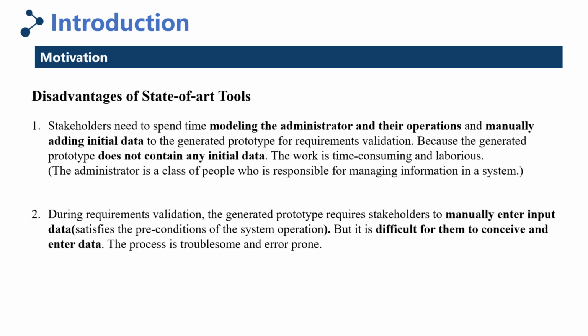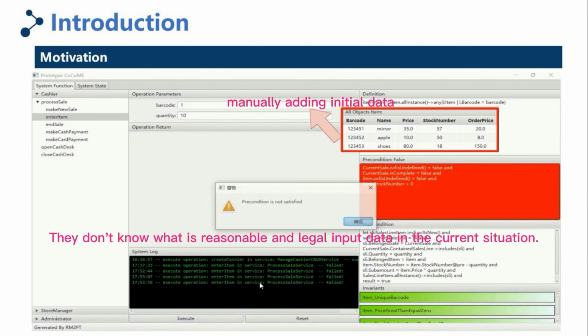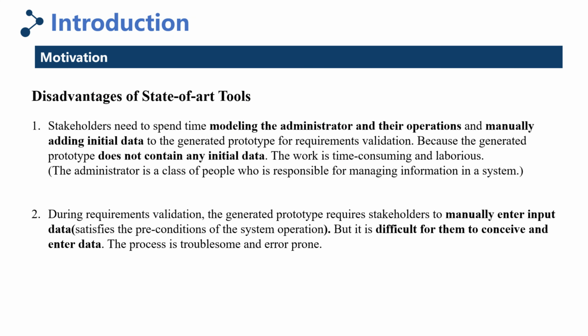On the other hand, during requirements validation, the generated prototype requires stakeholders to manually enter input data that satisfies the preconditions of the system operation. But it is difficult for them to conceive and enter data. The process is troublesome and error-prone. For example, it is difficult for stakeholders to enter the barcode data of the item in supermarket sales, and the quantity purchased needs to be smaller than the stock number of the item. But stakeholders don't know what the barcode and inventory of each good are, and they don't know what is reasonable and legal input data in the current situation. If the input data is invalid, the operation cannot be executed correctly.